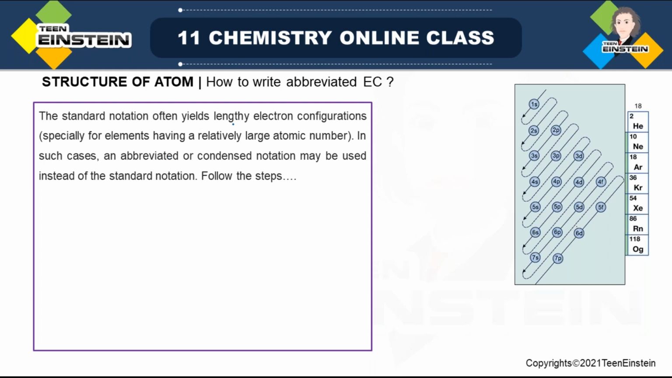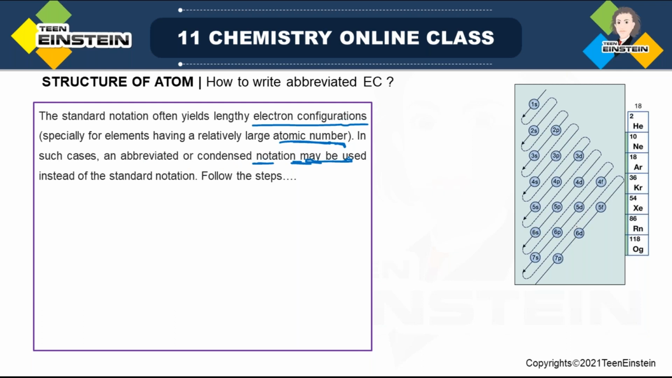The standard notation often yields a lengthy electronic configuration. Standard notation means you write the full electronic configuration. Fine. Now, especially when the elements have a very large atomic number, suppose 82, 83, in such cases it is difficult to write. It will take a lot of time. So in such cases, it is better to choose the abbreviated or condensed notation because that will be less time consuming.